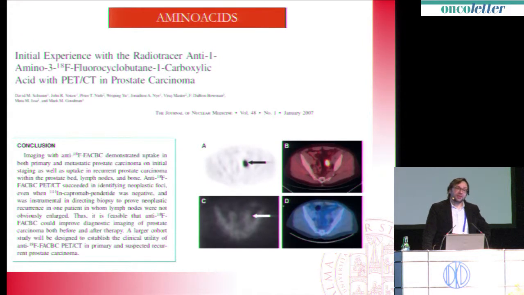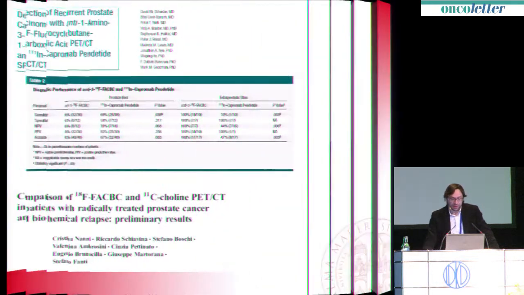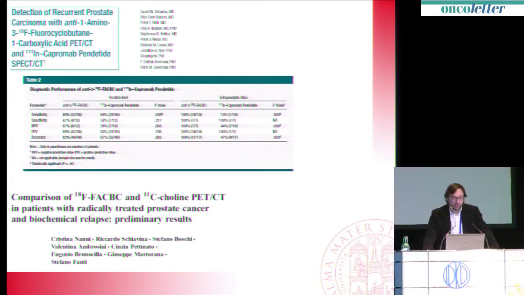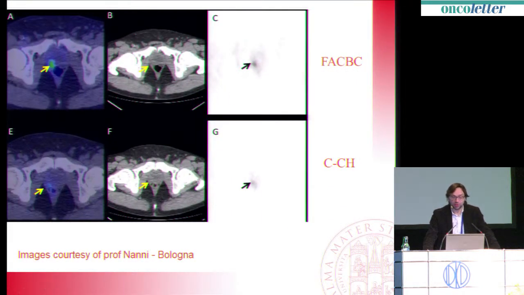The alternative is most likely a synthetic amino acid, which is a completely different pathway of evaluation. It's been developed at Emory, so it's again USA, with a synthetic amino acid, which is called fluciclovine, or FACBC, if you prefer. And the results have been published, and we are also participating in an international trial in this area. It's been demonstrated to be superior to the conventional imager that's available in the US, which is Capromab, but we also performed a direct comparison with choline. And again, FACBC demonstrated to be superior.